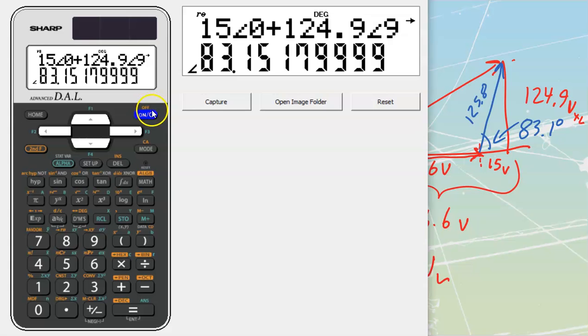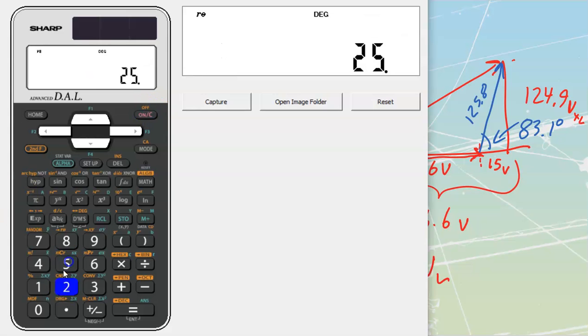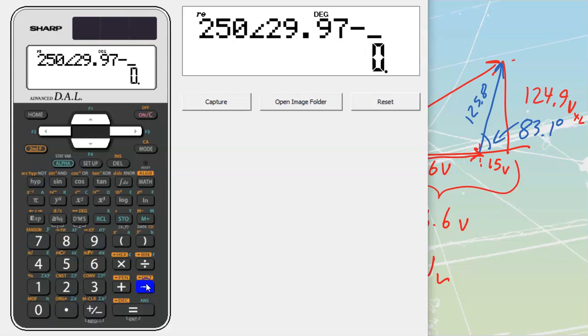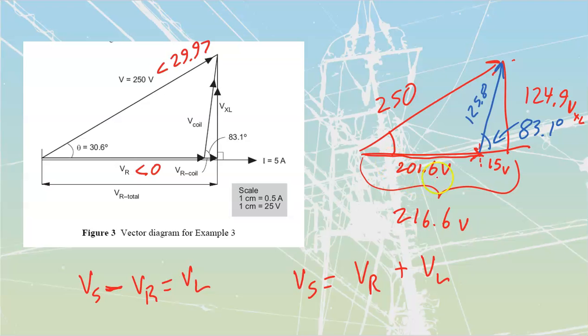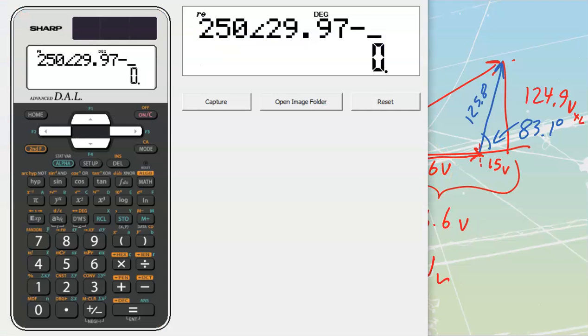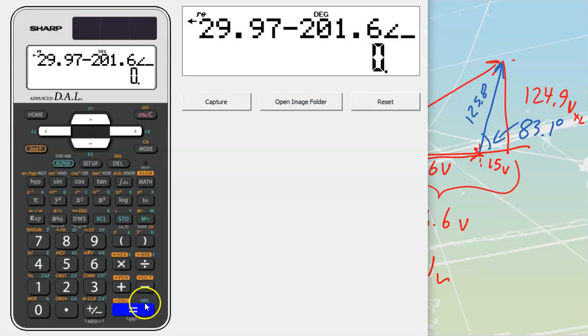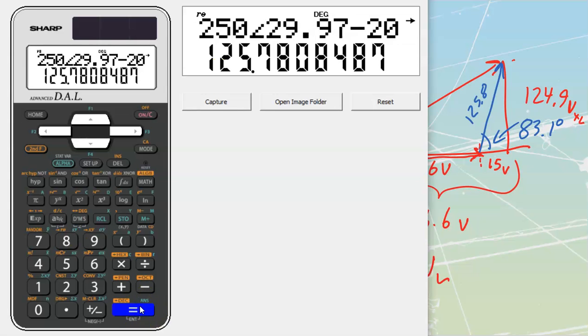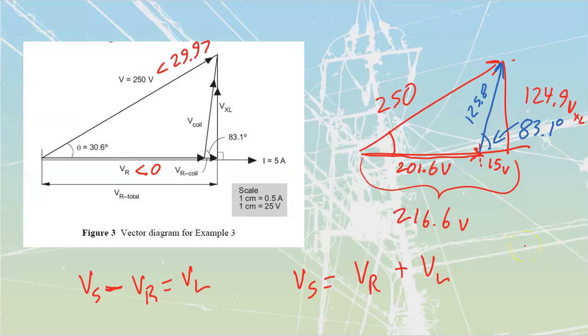Let's just do that one really quickly. If I go back to this one here, it's going to be 250 angle 29.97 minus my voltage that I have across here, which is 201.6 angle 0. So we're going to take our source, subtract out our VR, gets me to a value of 125.78, 125.8, that'd be the same as what we have over there, at an angle of 83.1 degrees. It's a wonderful, wonderful thing how this calculator spits out all of those values for us.